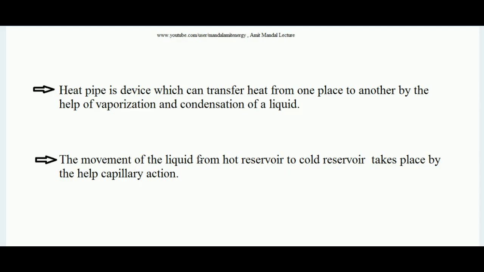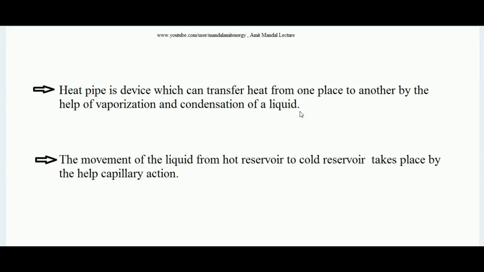Hello students, today we will learn how a heat pipe works. A heat pipe is a device which can transfer heat from one place to another with the help of vaporization and condensation of a liquid. Suppose we want to transfer heat from one hot point to another cold point.